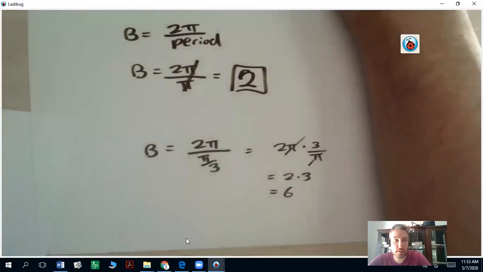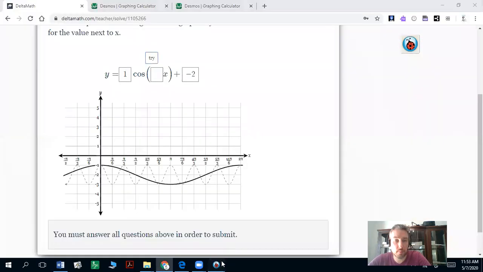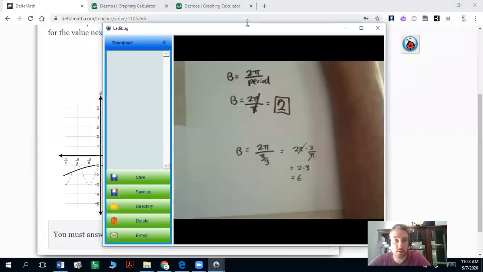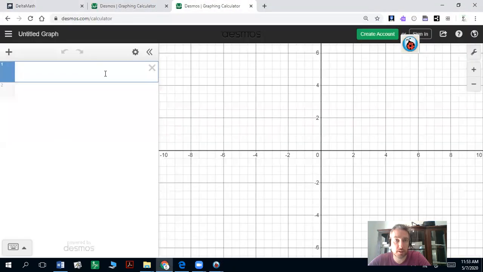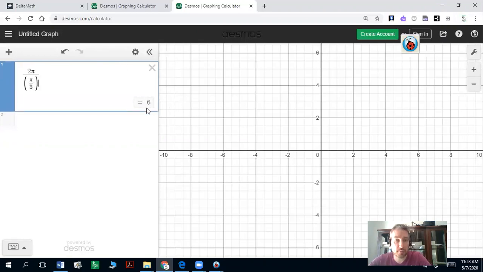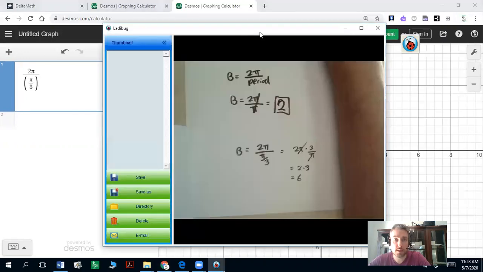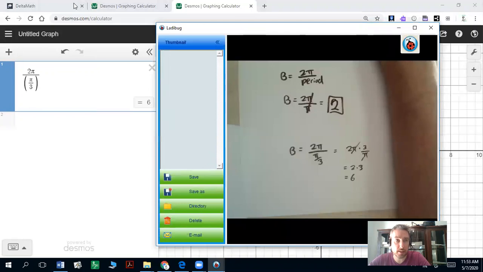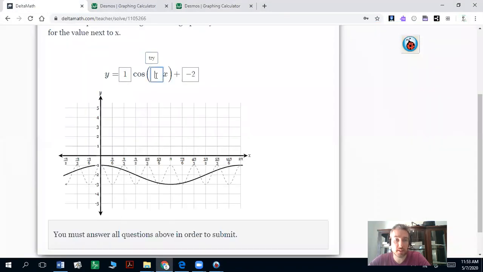If you're a little bit iffy on that portion of the solving, then you can do that in just the regular Desmos calculator. 2 pi divided by, and then in parentheses, put pi divided by 3. And you can verify that that does give you 6 on this problem here. So since I know that the answer is 6 for that, I can go ahead and put 6 in here, click try, and see how it shrinks it down. Perfect.